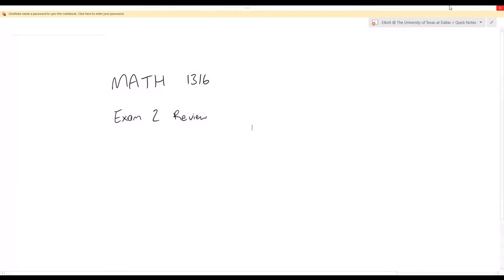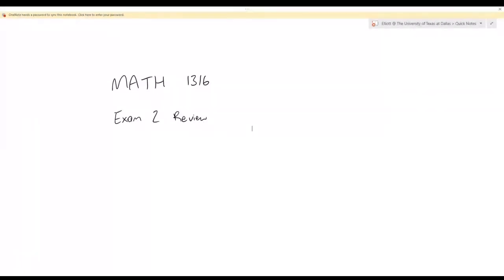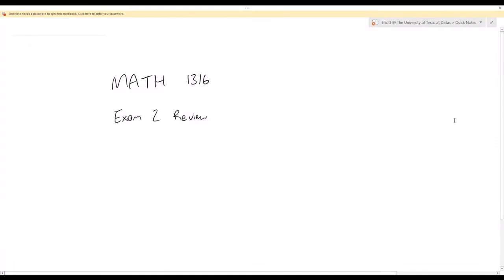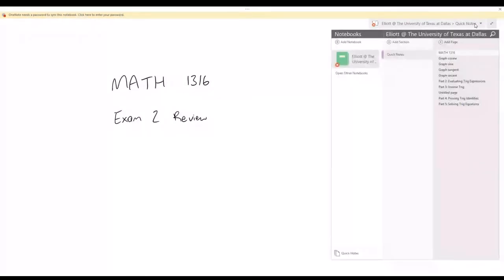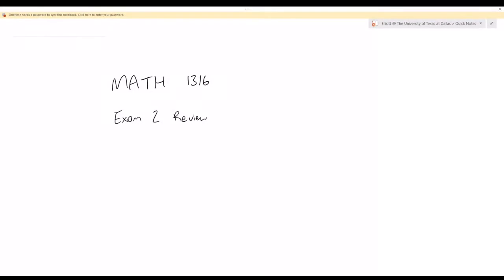So today I've got a couple of problems prepared. Probably won't be working through all of them because there's not enough time. But we'll try to do a couple of the problems that I have. The first couple of problems just involve graphing some trig functions.